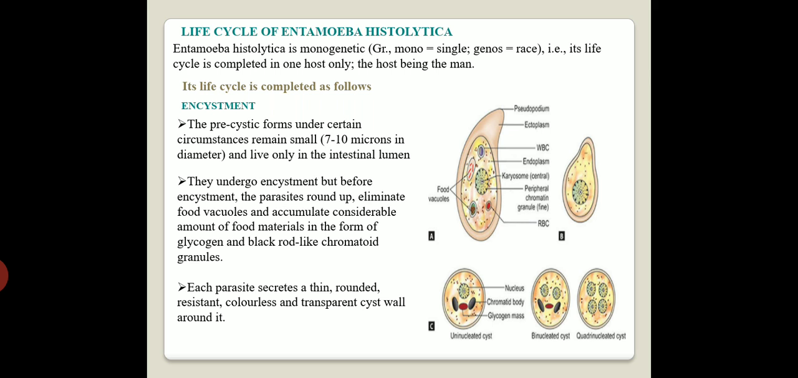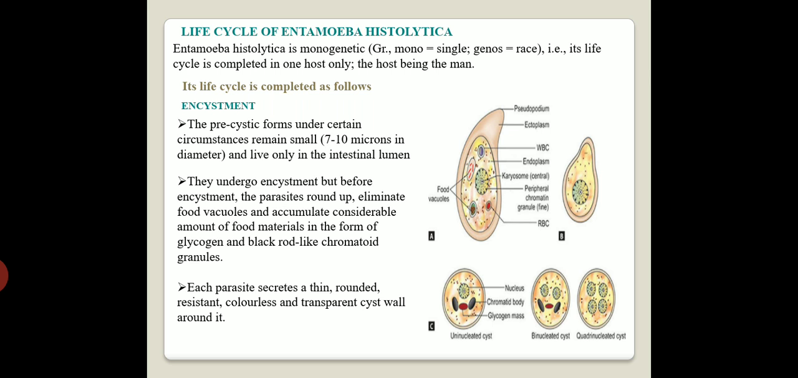So, they undergo encystment, but before encystment, the parasites round up, eliminate food vacuoles and accumulate a considerable amount of food material in the form of glycogen and black rod-like chromatoid granules. Each parasite secretes a thin, rounded, resistant, colorless and transparent cyst wall around it.